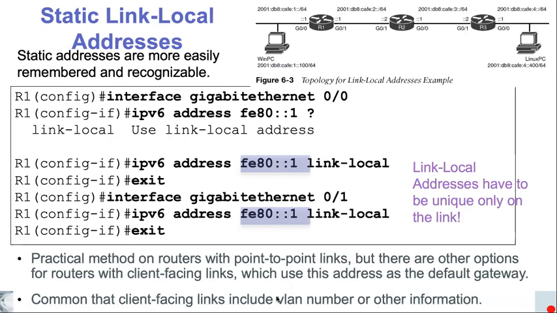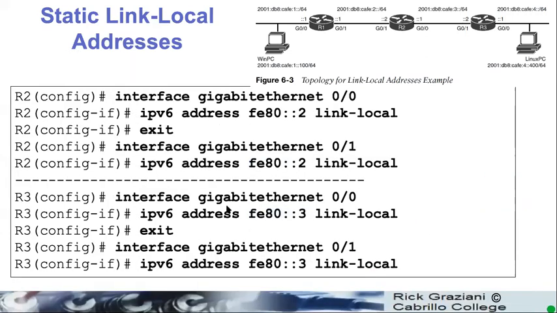I do mention here that a practical method, this is fine for point-to-point router links, but on client-facing links, it's good to use the VLAN number. We'll talk more about that a little later, but I'll show you an example of how to make them unique. So right here is an example of making these addresses unique.